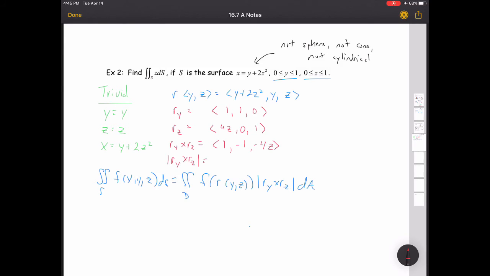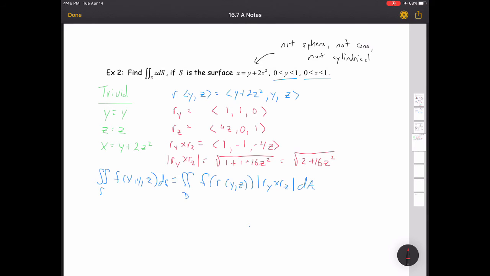Which is the square root of each one of the pieces squared. So we're going to get the square root of 1 squared is 1, negative 1 squared is also 1, negative 4z squared is going to be plus 16z squared. So that's going to simplify to the square root of 2 plus 16z squared. It doesn't really simplify much more than that, I don't think. Yeah, I think that's probably as good as we're going to get right there. Okay, so we've done what we needed to do.